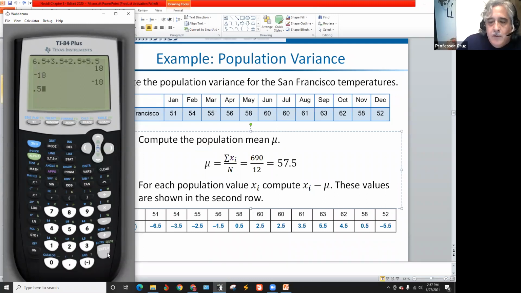0.5 plus 2.5 plus 3.5 plus 5.5. Well, what did I do wrong? Let's go back and check. It should be the same. It's just opposite sign. I might have messed up on the first one.